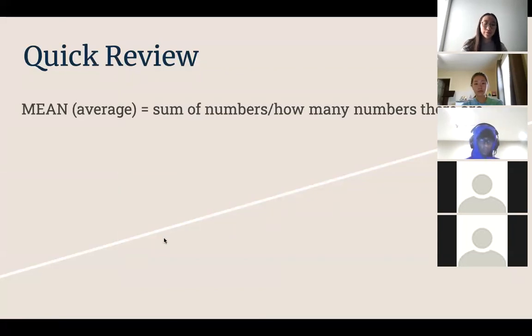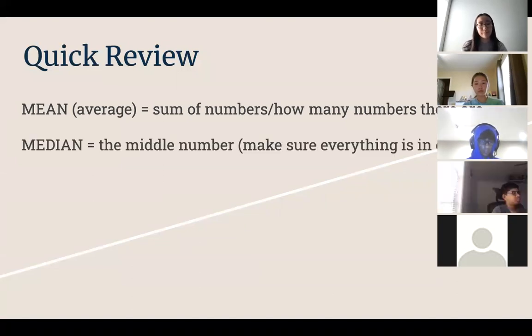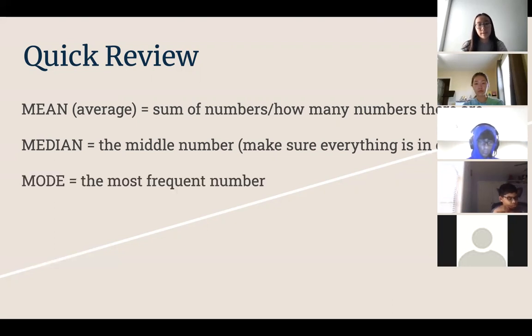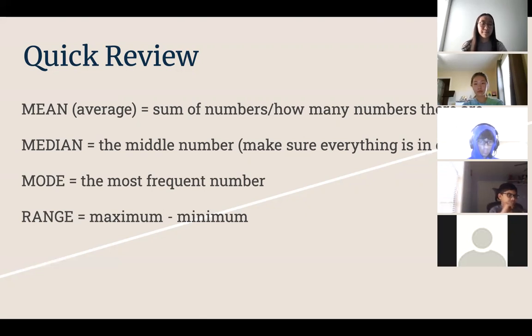So a quick review of everything we learned before we start testing your knowledge. The mean is the sum of the numbers divided by how many numbers are in the set, and it's another term for average. The median is the middle number of the set, and you have to make sure everything is ordered properly from least to greatest first. The mode is the number that appears the most frequently. There can be multiple modes or no modes. The range is the maximum minus the minimum.